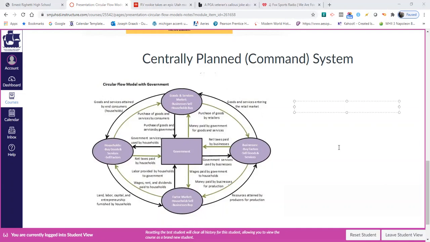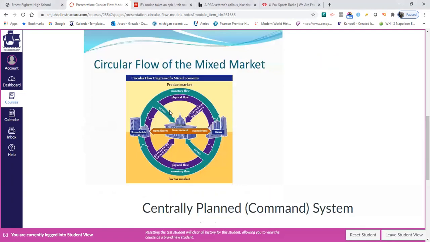What you have is basically, at a minimum, 16 exchanges because the government is part of all of this. When you look at a mixed system, you have 8 exchanges that take place. 1, 2, 3, 4, 5, 6, 7, 8. So in a mixed system, there's going to be a minimum of 8 exchanges that take place.